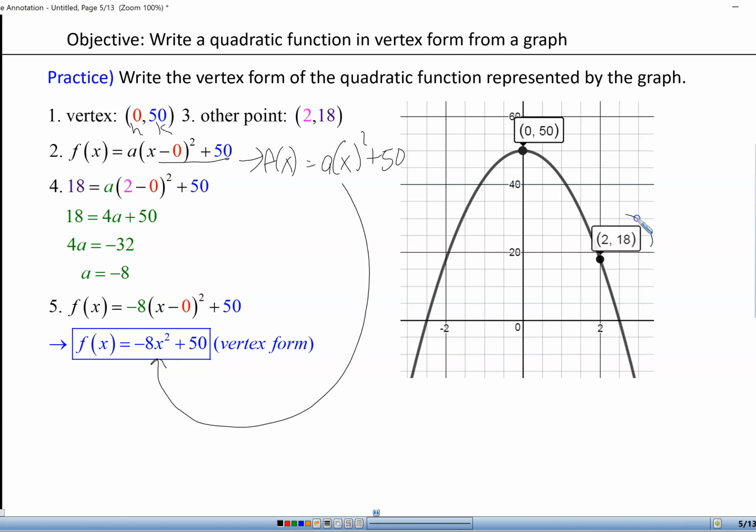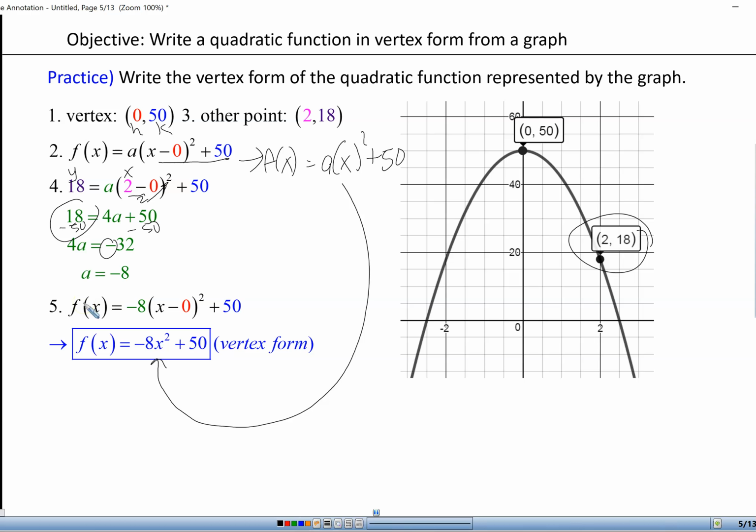And then your other point, 2, 18, that was given to you, the 2 had to be your x, the 18 your y, and then doing the math, you get 2 squared is 4, and then you would subtract the 50, and hopefully you have a negative here, and then dividing by the 4 gives you the -8.